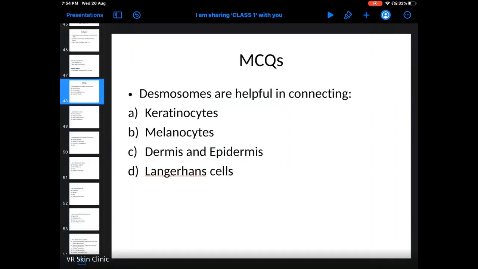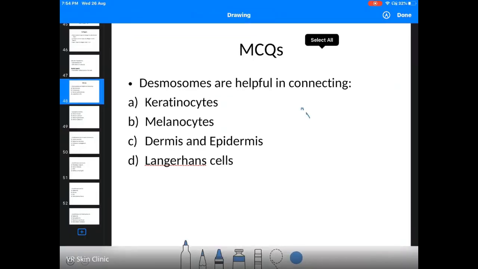So MCQs. The first MCQ: desmosomes are helpful in connecting... So what were desmosomes? They were intercellular substance. So what would be the answer? Desmosomes are helpful in connecting keratinocytes. This will be the answer.